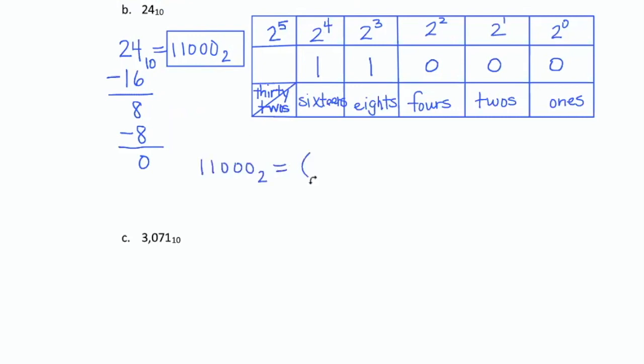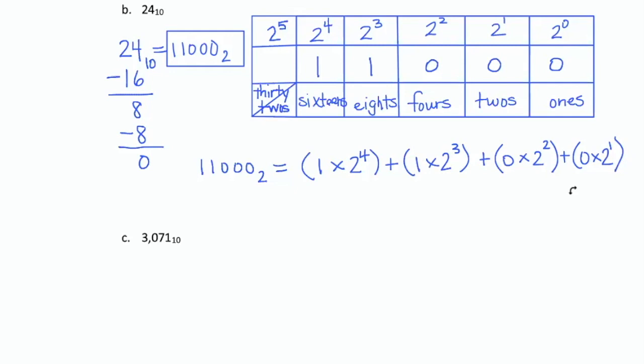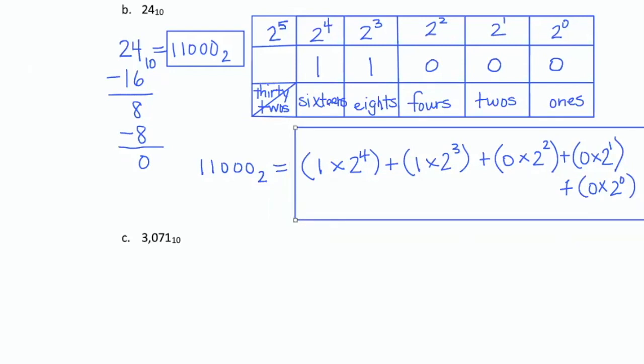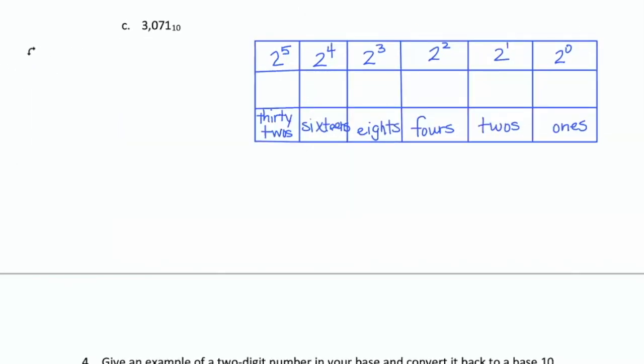Now I'm ready to write this as powers of 2. It would be my digit 1 times 2 to the 4th plus 1 times 2 cubed plus 0 times 2 squared plus 0 times 2 to the 1st plus 0 times 2 to the 0. And just as before, if you actually do the math on that, you'll find that it does arrive at a total of 24.